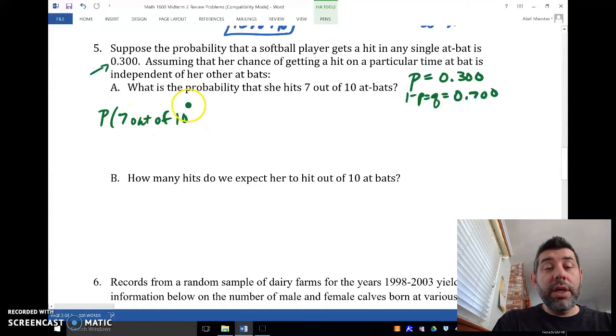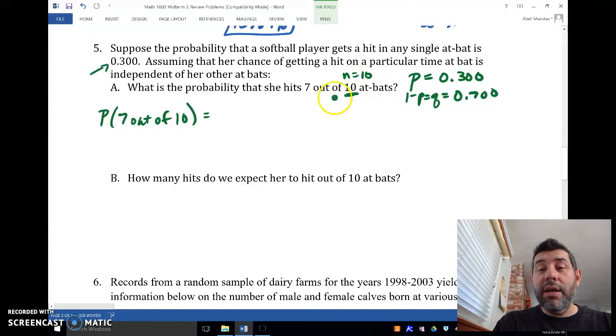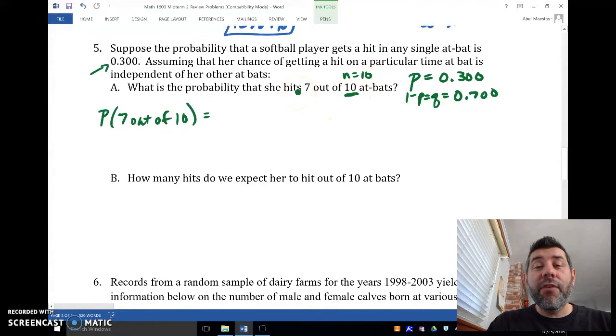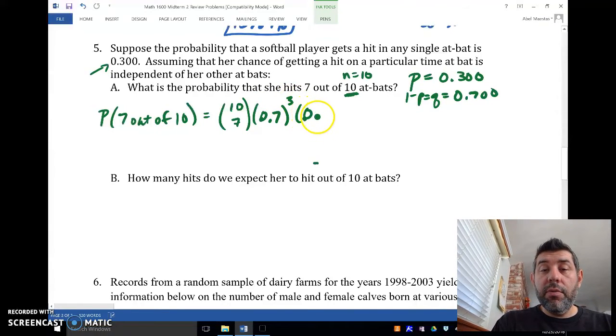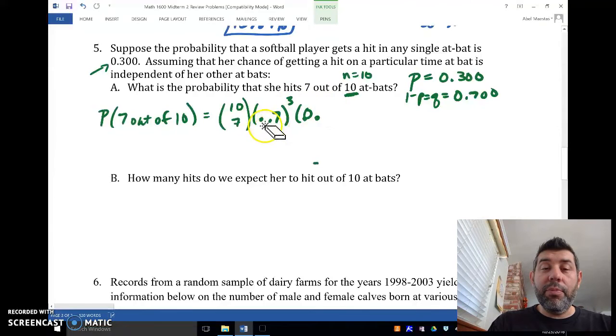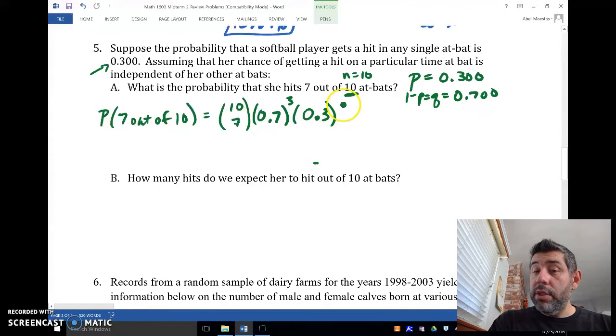Now, how do I know it's binomial and not geometric? Because I have an n here. I have a certain number of bats that I'm going to get out of. It's not the first success. It's 7 successes out of 10. So I'm going to write this 10 choose 7. That's a combination, times 0.7 cubed times 0.3 to the 7th power. I keep wanting to put that point there. Sorry, guys.